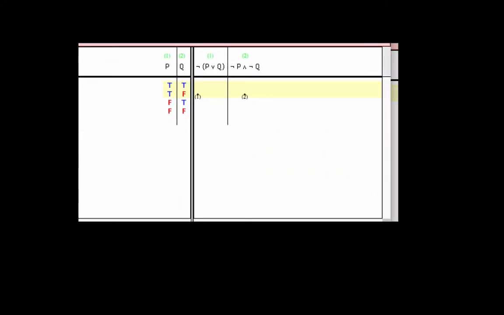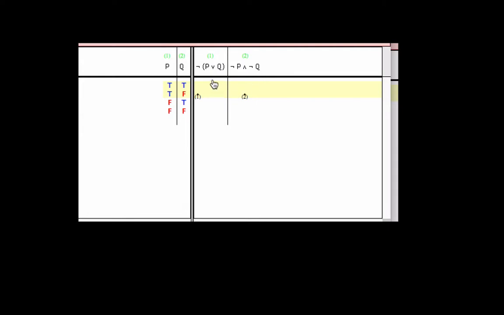How do we read each sentence? We can read them as follows. Not either, or neither, so neither one. The second sentence says, both are not, or not this one and not that one.